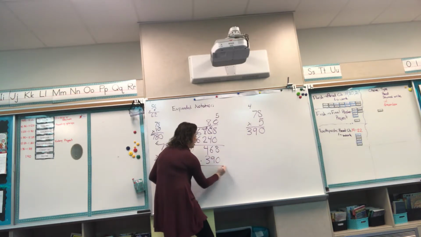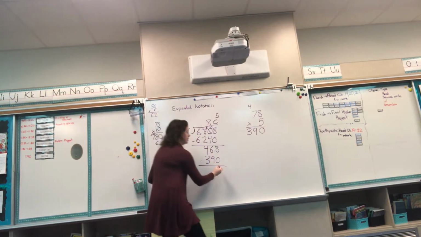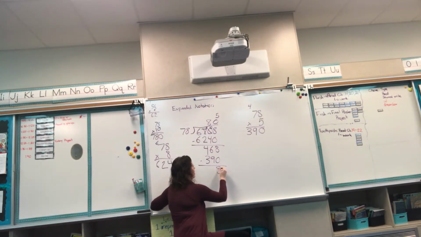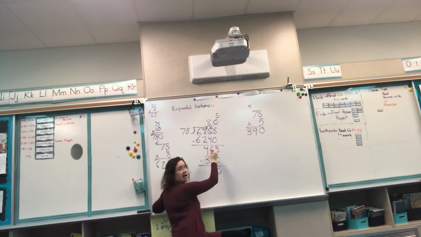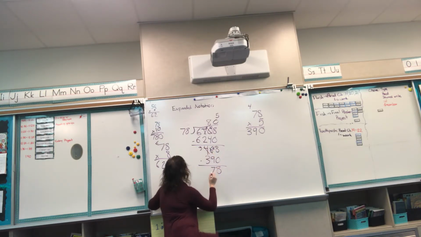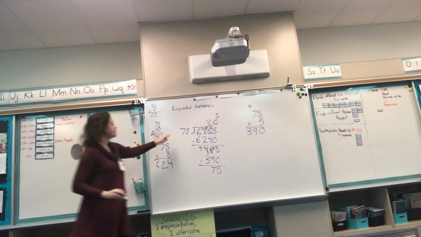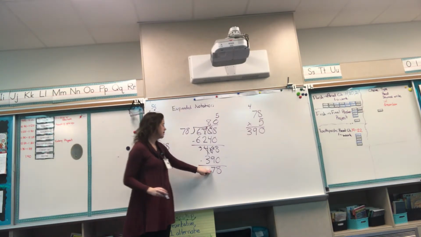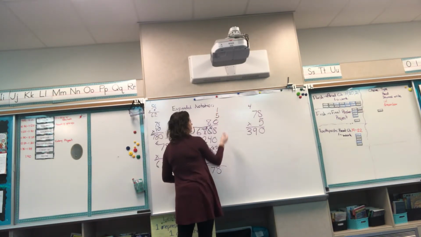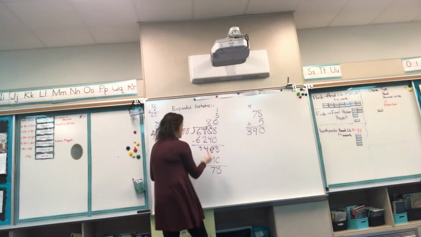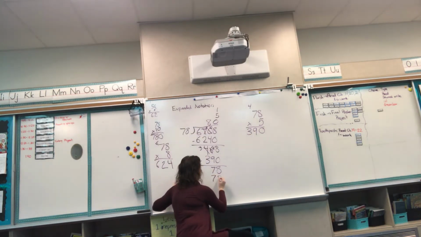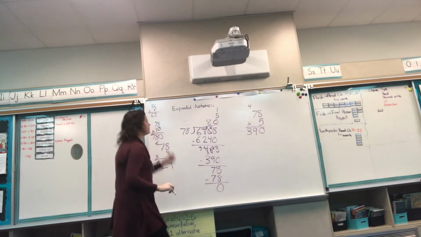So then I can go ahead and start to do my subtraction. 8 minus 0 is 8. Can't do 6 from 9, so I'm borrowing 16. Make this a 3. 16 minus 9 is 7. Wow, magic number. 78 goes into 78 one time. So then 1 times 78 is 78. 78 minus 78 is 0, so I have no remainders.